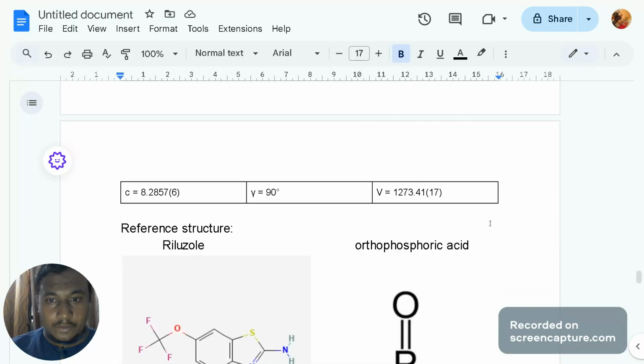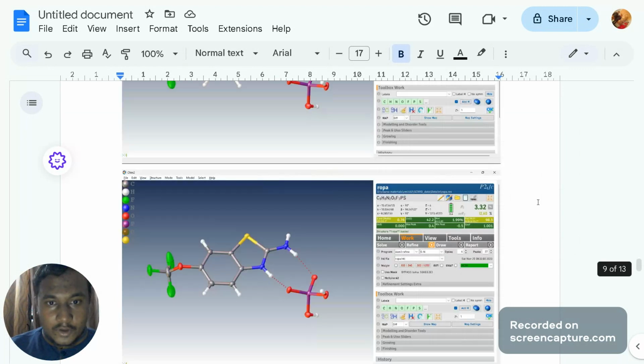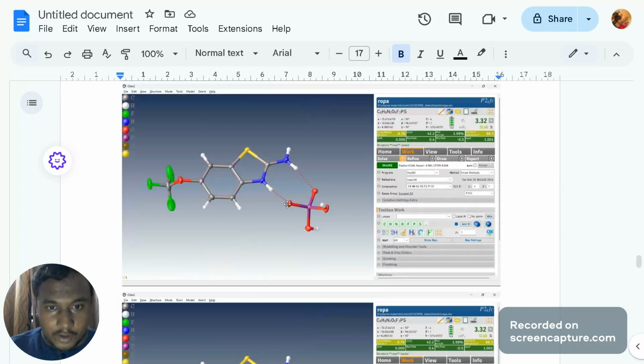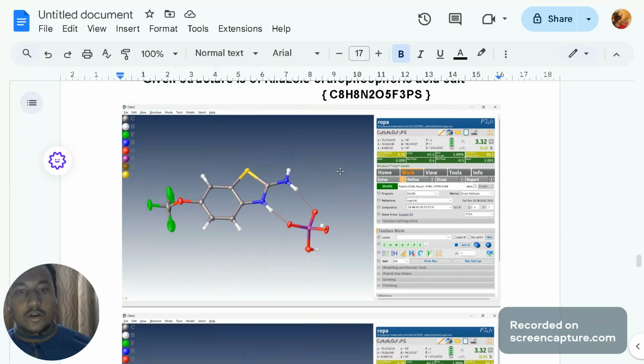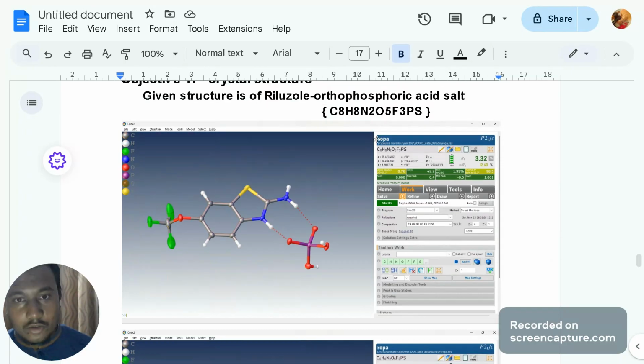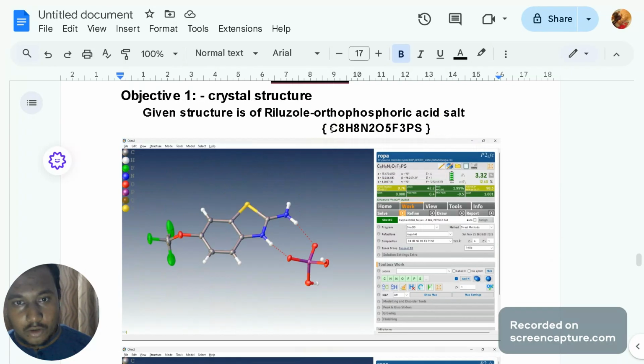Here the orthophosphoric acid and the riluzole are making a bond, they are coming together, so a strong bond is building between them, and the composition is C8H8N2O5F3PS.